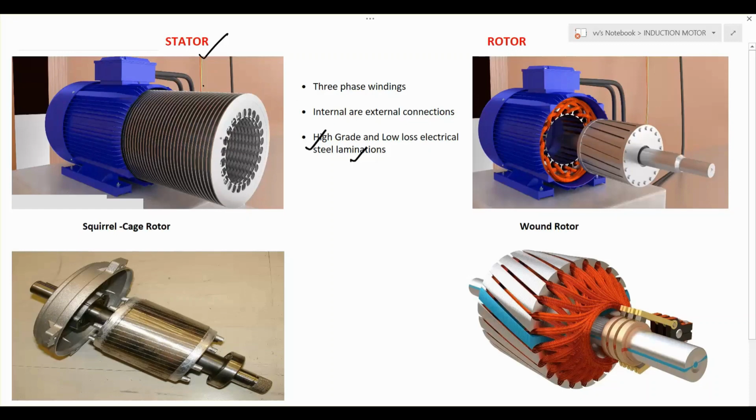So these are the stator slots available here. These are called stator slots. In these slots we can put the three-phase windings. It may be internal or external connections. Yes, there are two possible connections, internal and external.